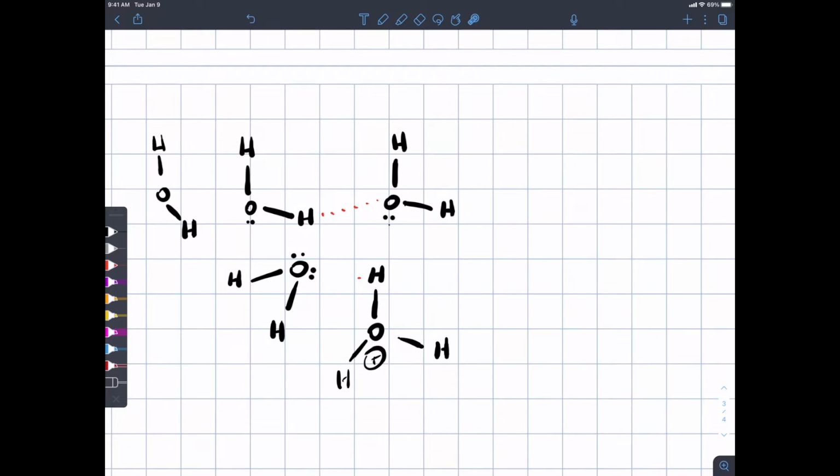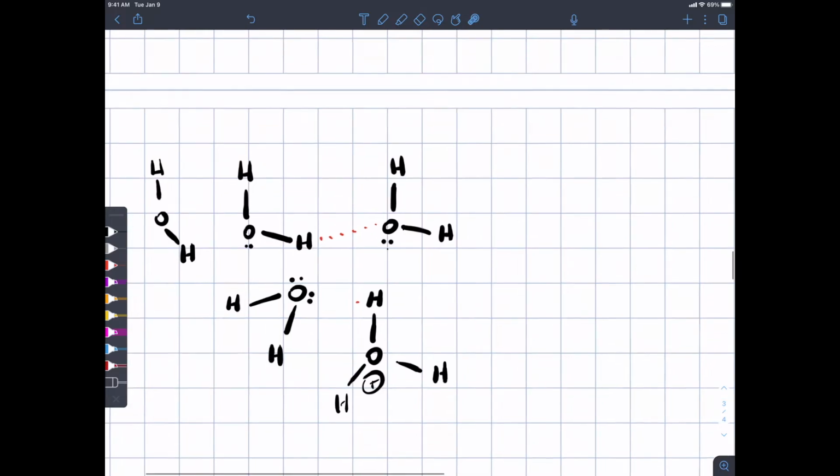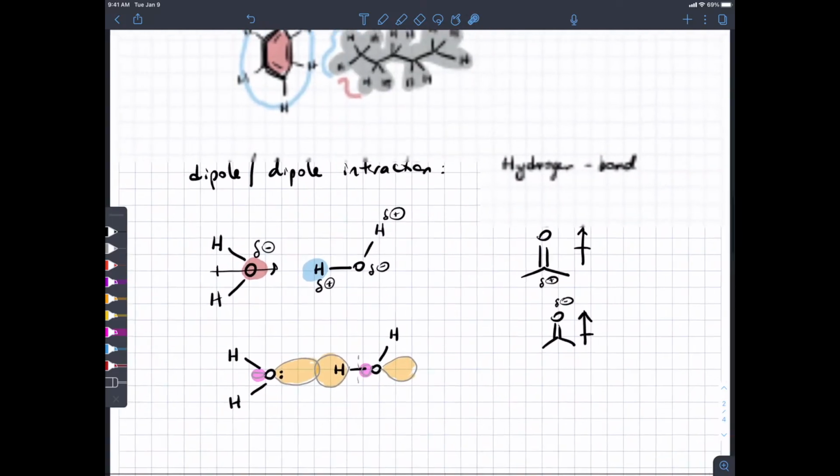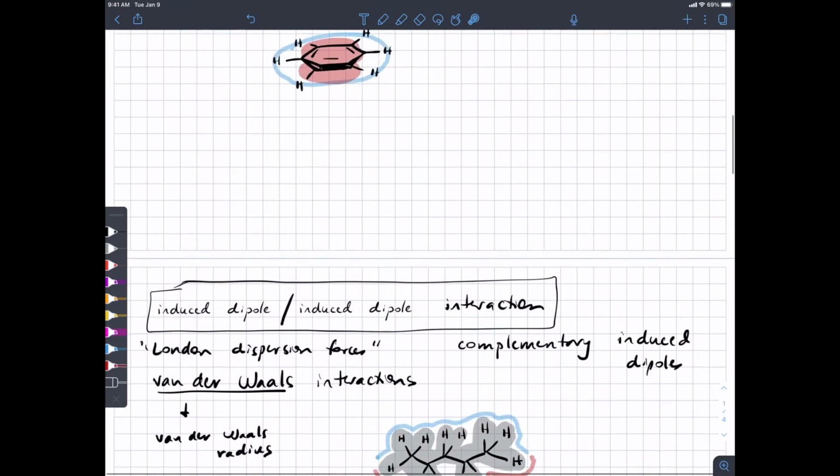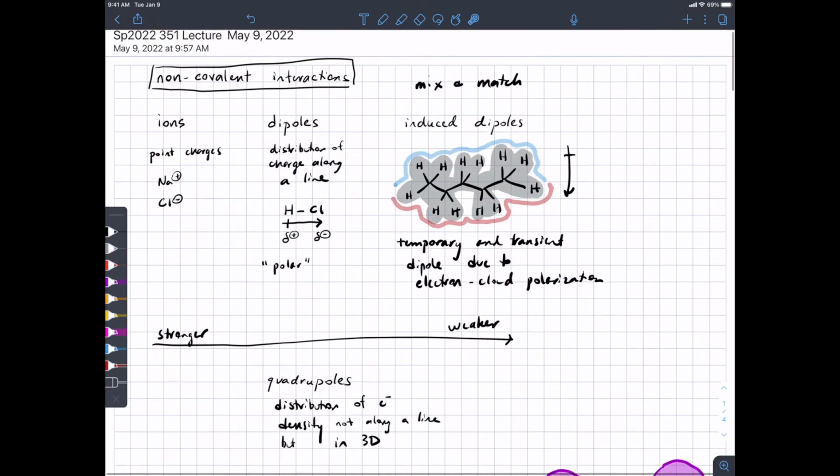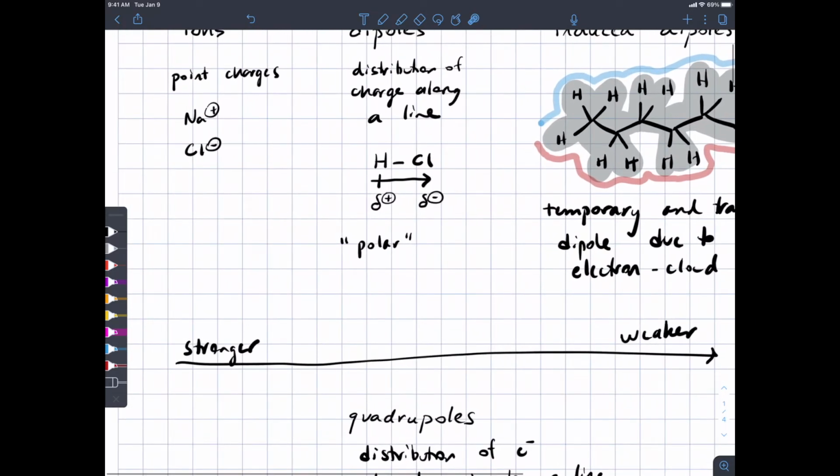Let's see. And that allows us to say something about how these non-covalent interactions relate to physical properties of molecules that we deal with. In general, non-covalent interactions affect the physical state of various molecules. So a classic example is sodium chloride, NaCl, is a solid.